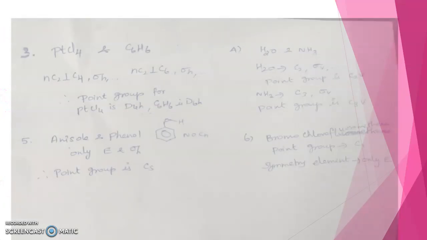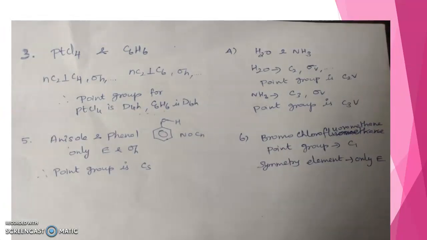Then the next example is platinum tetrachloride and benzene. Consider these molecules. These two molecules are not linear. So if the molecule is not linear, we can go to the next step, that is, whether the molecule has two or more Cn axes of order greater than 2. That condition is also not satisfied. But these two molecules have a Cn axis. So platinum tetrachloride and benzene, both molecules have a Cn axis.